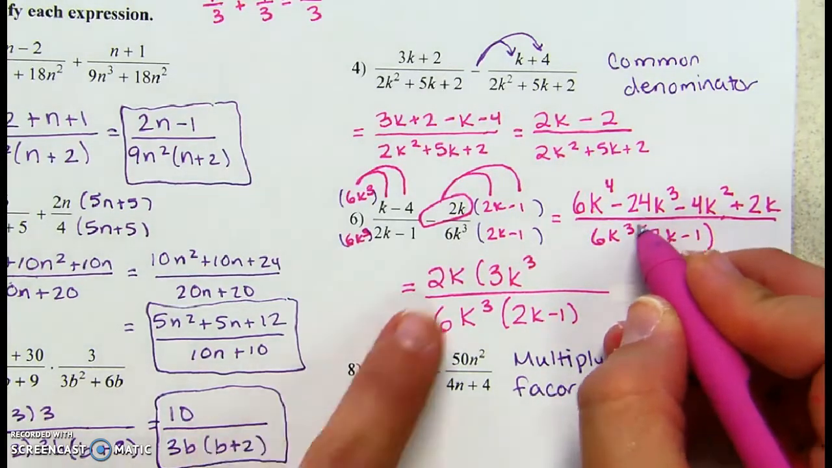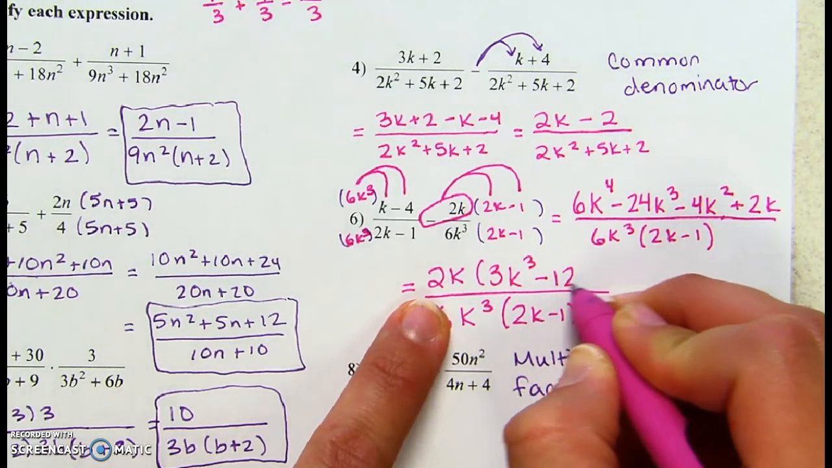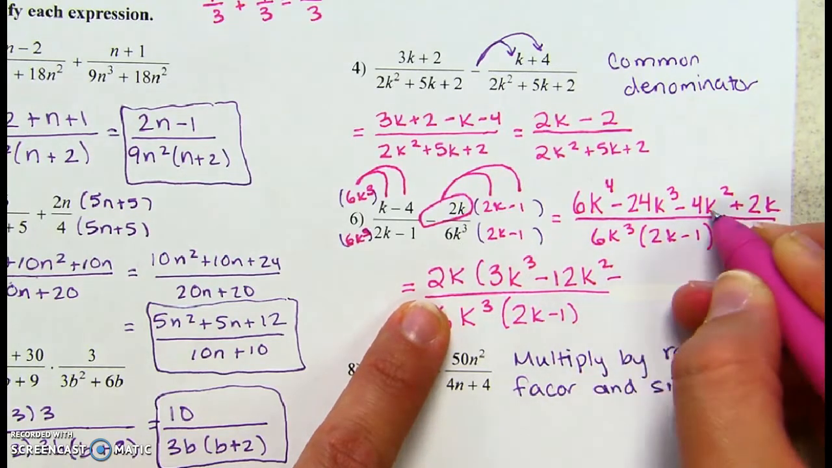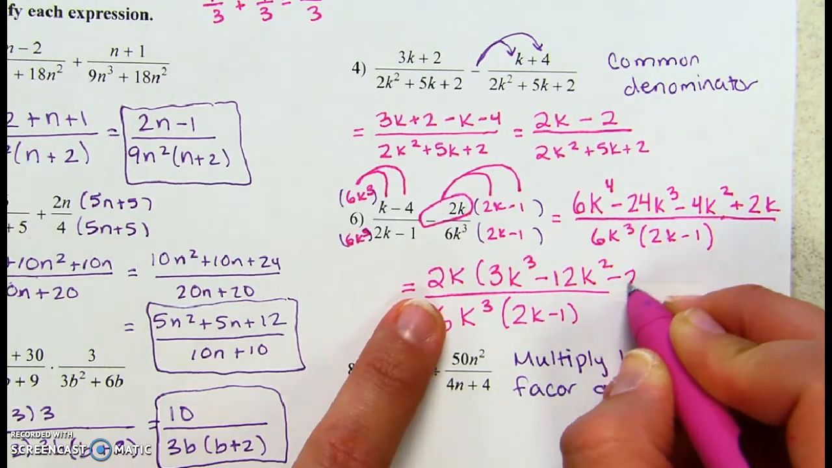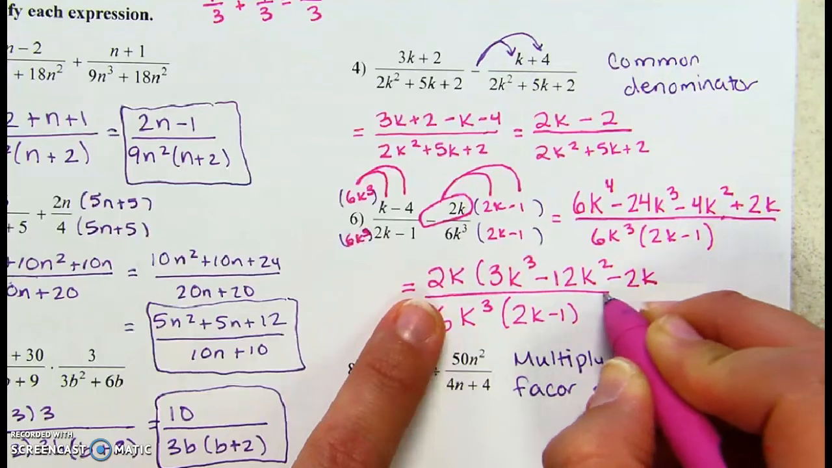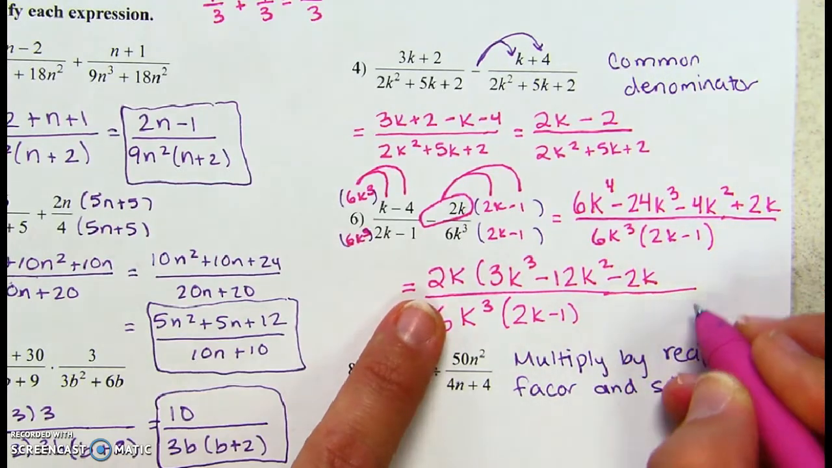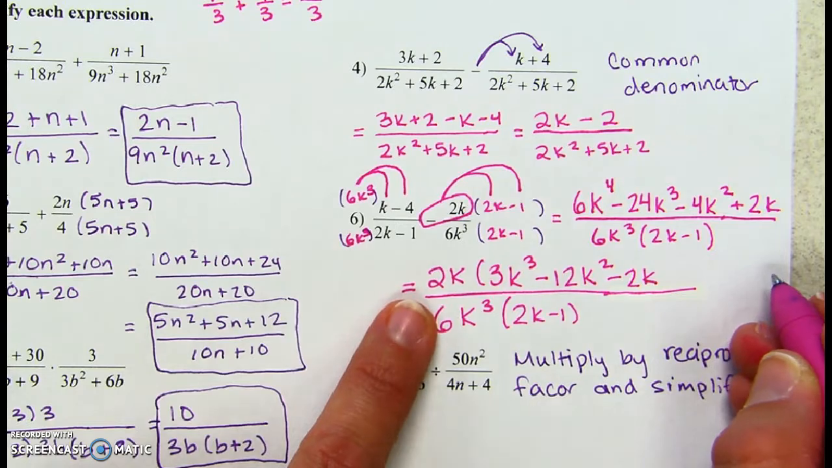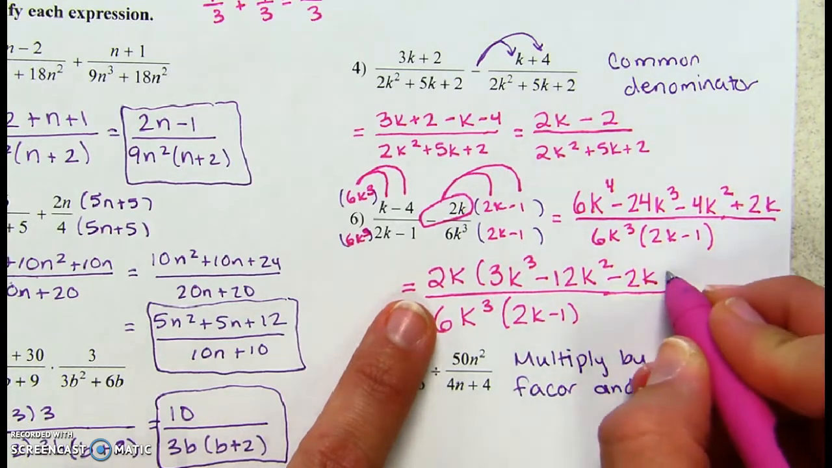All right, 24 divided by 2 is 12, k squared. Negative 4 divided by 2 is negative 2k. And then, what happens when we factored out 2k from the 2k? Is it 0? No, it's going to be a plus 1.